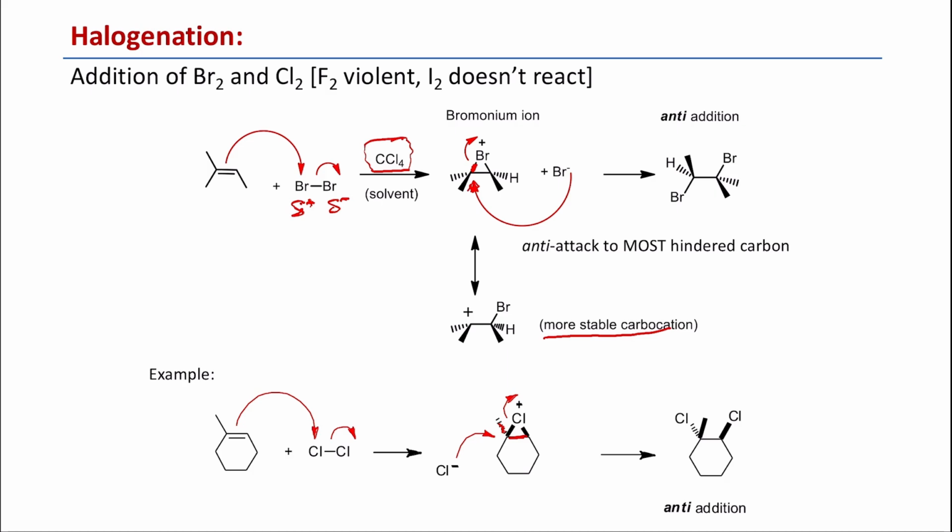So as you can see, the two chlorides are not on the same plane, but they are on opposite planes. So the product here is the anti or trans addition, not the cis addition.